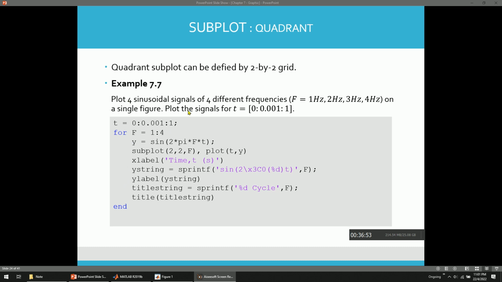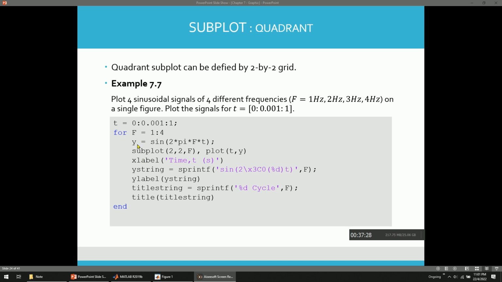So how to do this automatically? Of course you have to put the time first, starting from 0 with this step, until 1, and then f equals 1 until 4, so you have 4 types of frequency. Y equals sine 2 pi f t. So you can see here f equals 1 Hz, 2 Hz, 3 Hz, 4 Hz.